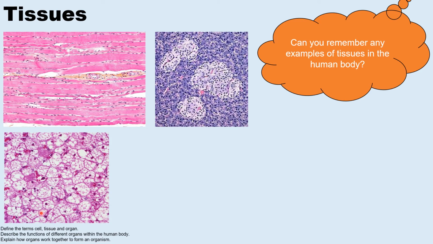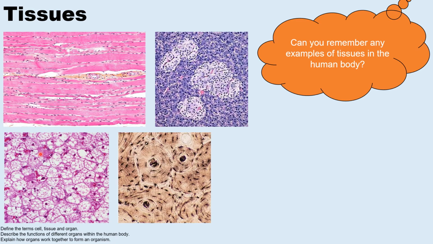These are adipose tissue, adipocytes, adipose cells. So they are your lipid storing cells. And this one here is a bone cell. And yes, bone cells, bone tissue, that is a thing.